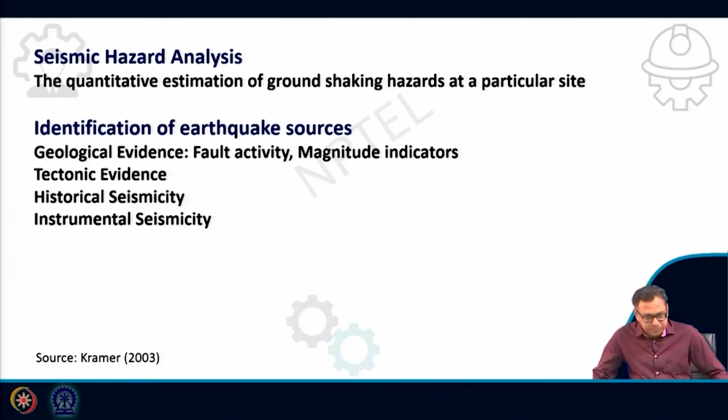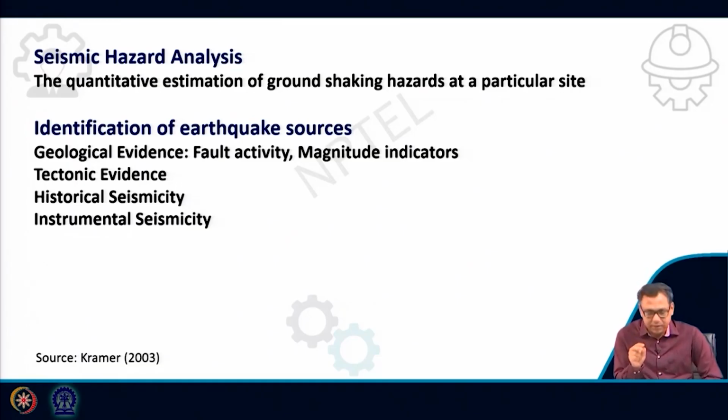ground motion parameters. Now, the seismic hazard analysis is the quantitative estimation of ground shaking hazard at a particular site. So, it will give me the quantitative estimation of ground shaking hazard at a particular site. To do that, the first and most important task is identification of the earthquake source, because I have to identify the earthquake source. There are different ways I can identify it: geological evidence, tectonic evidence, historical seismicity, instrumental seismicity. So we will get from there. I will get that seismic source for a particular location.